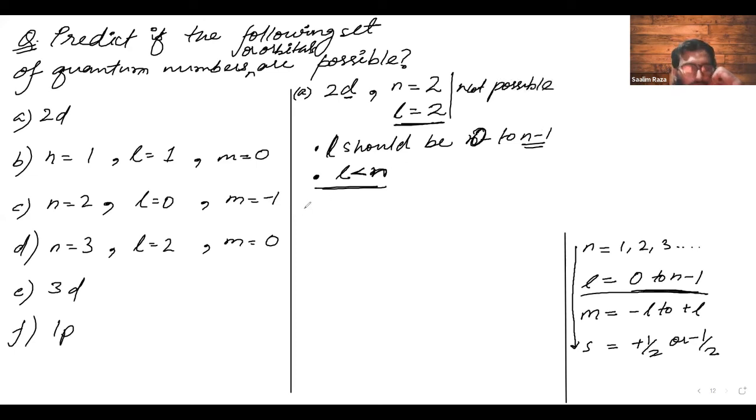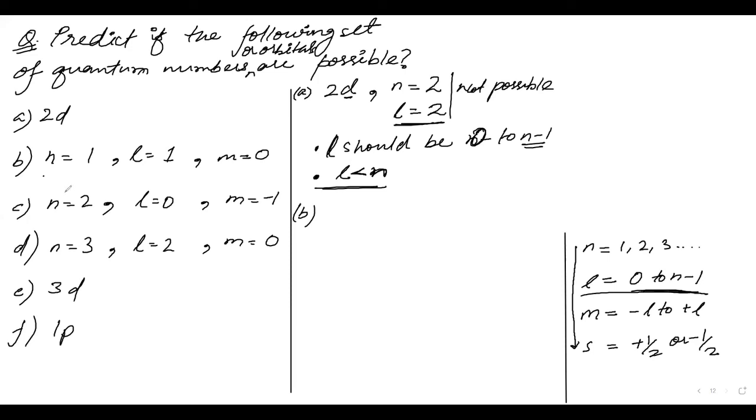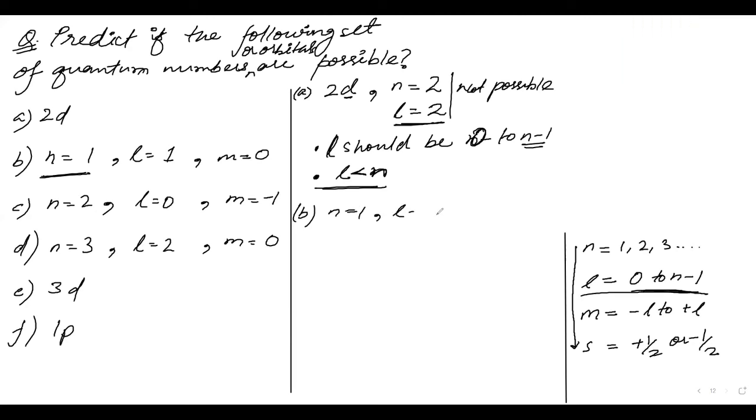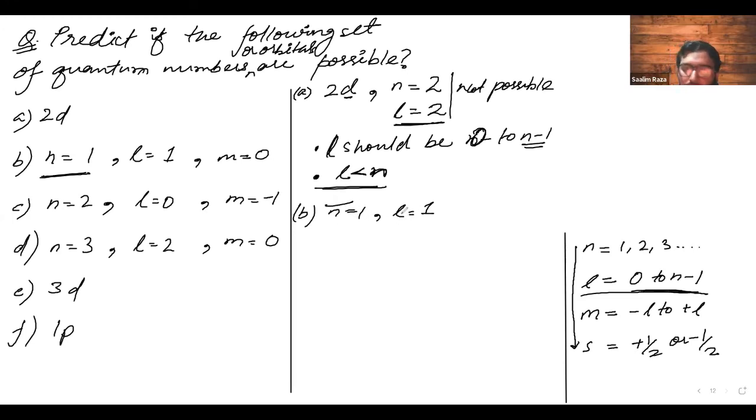Okay. Now for B, you will check 1. Now you tell me: n is equal to 1, L is equal to 1. Is this possible? At each step, n is equal to 1 is possible. Is L is equal to 1 possible if n is equal to 1?